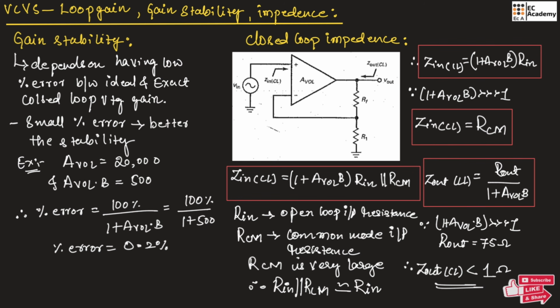This is about voltage gain, loop gain, gain stability and impedance of the voltage controlled voltage source. Hope you have understood the topic.